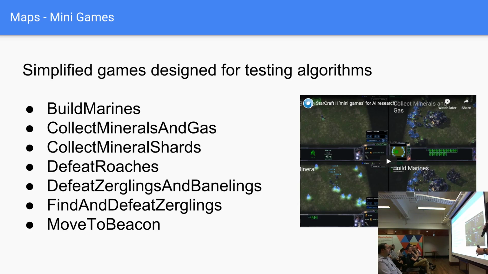So in terms of maps, there are some maps that DeepMind has developed for their initial testing, and these have been quite popular for testing algorithms. And this is kind of where most people start. If they've got an algorithm, they sort of want to play around. The map names are fairly self-explanatory. I'll just play this video of DeepMind's bot playing.